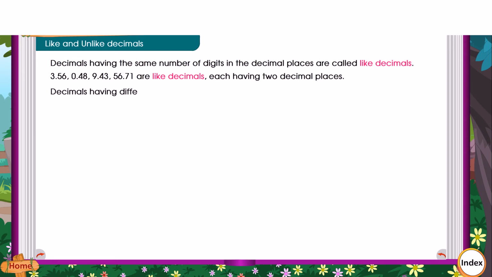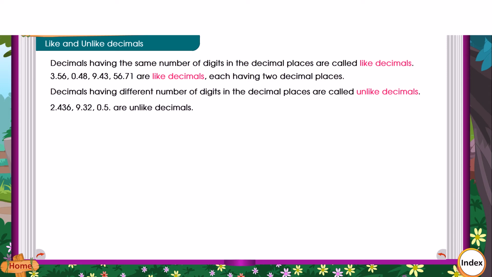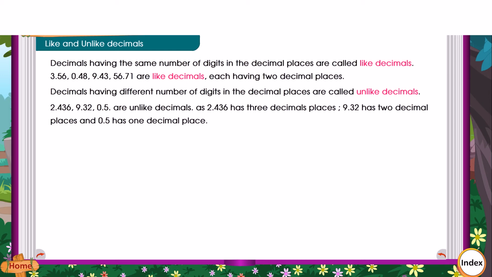Decimals having different numbers of digits in the decimal places are called unlike decimals. 2.436, 9.32, 0.5 are unlike decimals, as 2.436 has 3 decimal places, 9.32 has 2 decimal places, and 0.5 has 1 decimal place. Unlike decimals can also be equivalent decimals.